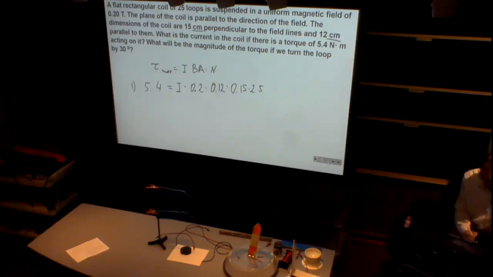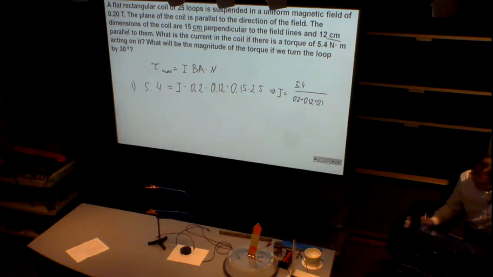You just have to keep everything in the international system of units. That's question number 1 solved. We just need to calculate over 0.2 times 0.12 times 0.15 times 25. I don't know what it is. You can finish it.